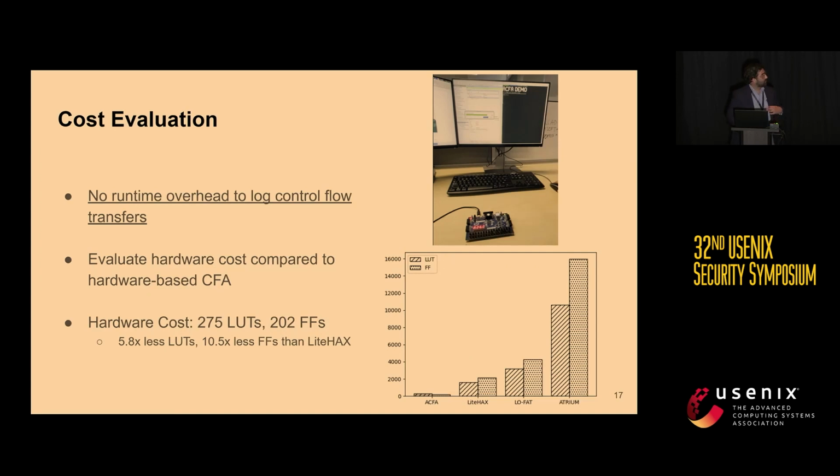Some quick cost evaluation of our design. Because we are using hardware to log all the control flow transfers, there's no runtime overhead associated with creating the control flow log. We evaluate our design compared to the most closely related work, hardware-based control flow attestation architectures, and we implement it on an FPGA and evaluate the cost with respect to lookup tables and flip-flops. Our design costs 275 lookup tables and 202 flip-flops, which is roughly 6 times less lookup tables and 10.5 times less flip-flops than the cheapest related hardware-based control flow attestation architecture, LightHacks.